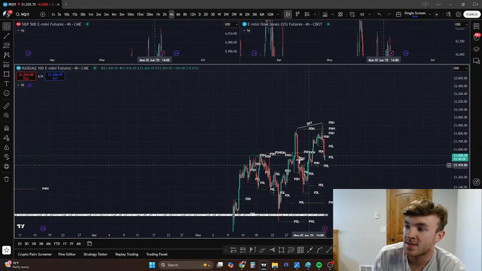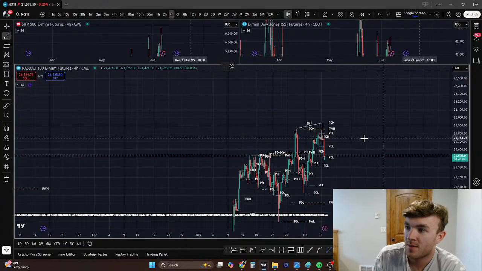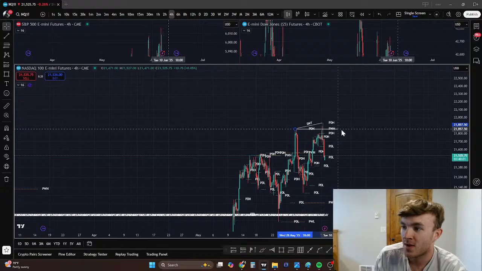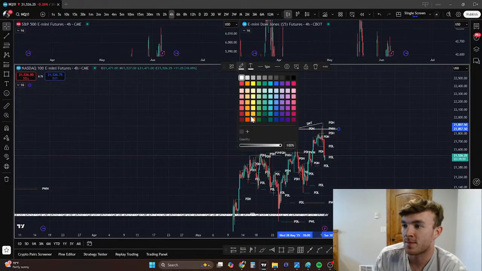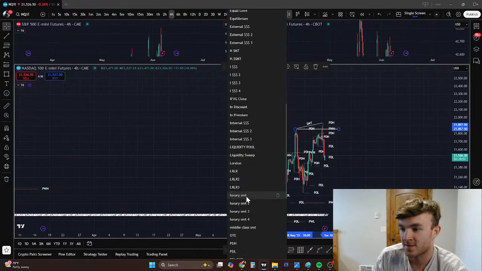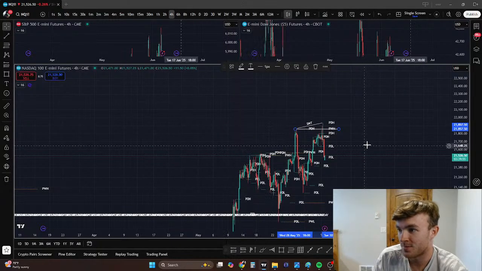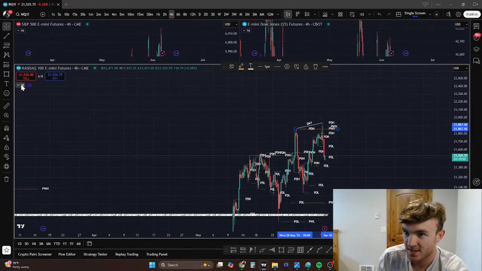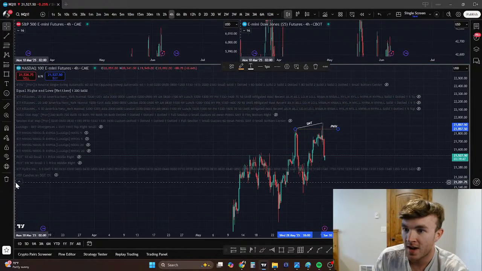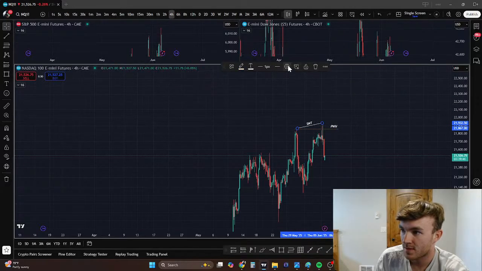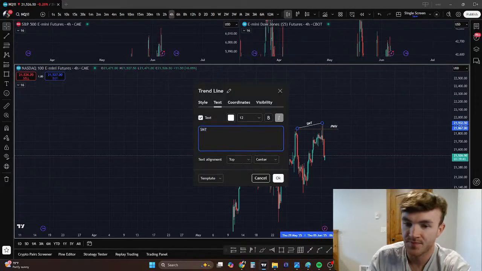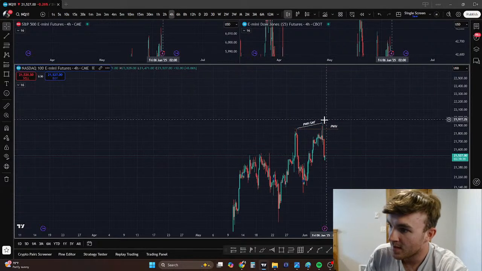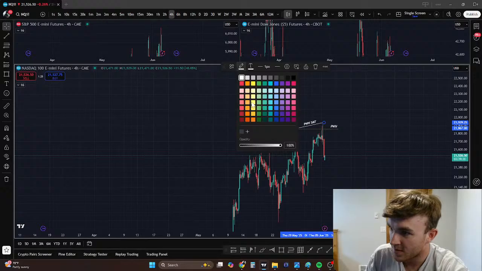Whenever you have an SMT with a previous week's high, that's a sequential SMT, right? I don't like to call them that because it makes it overcomplicated. I just call it previous week's high SMT. But, dude, these types of SMTs go crazy. So, previous week's high SMT. I'm going to make this orange.